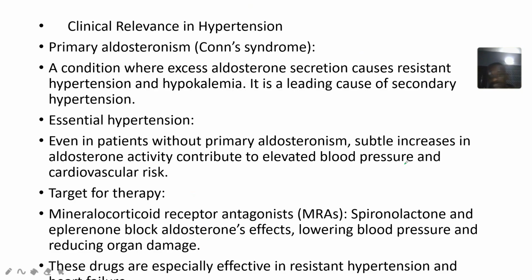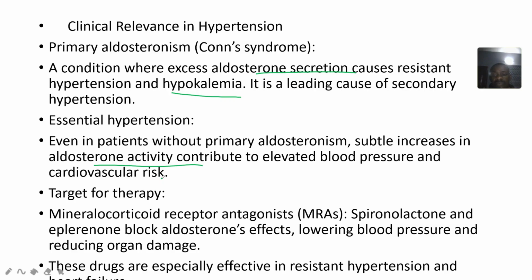So clinical relevance in hypertension is you can have primary aldosteronism, where there's excess aldosterone and it causes a lot of hypertension, that's high blood pressure, and of course potassium will always be put out when there's aldosterone, so there's hypokalemia, so there's low levels of potassium in the body. Also essential hypertension, this one, subtle increase in aldosterone activity can contribute to elevated blood pressure and so on and so forth. Then also there's a risk of heart diseases.